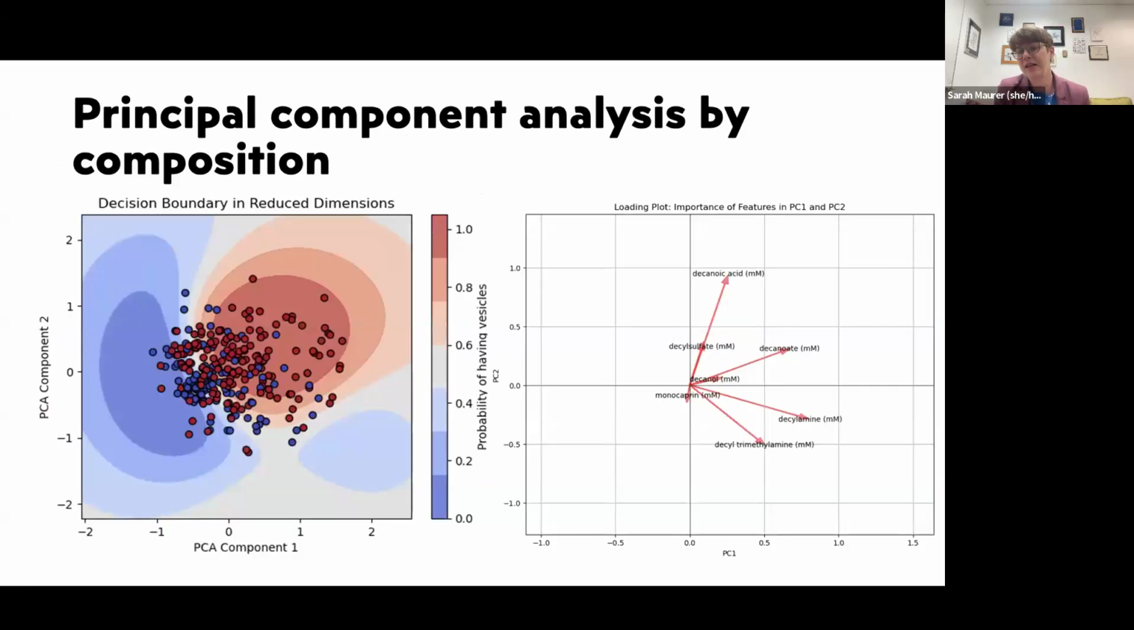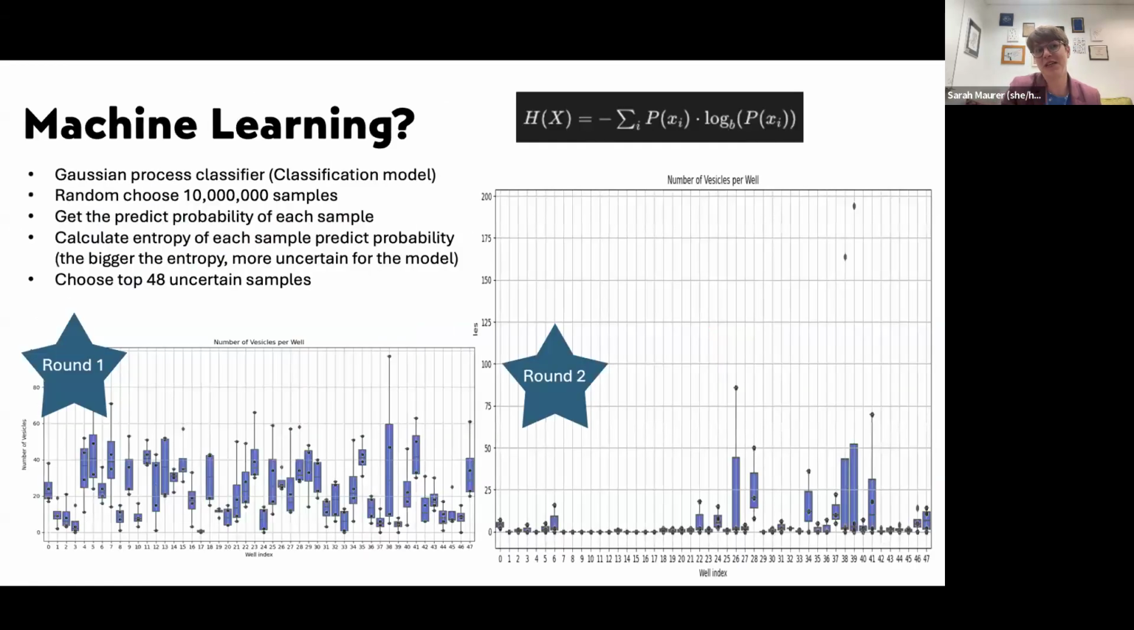We can try to understand our samples using principal component analysis because it's hard to imagine things in 7 dimensions. I will say that there's not a relationship. So from this, there's not a relationship between the total amphiphile concentration and the number of vesicles found. It looks like a grid, not a line.